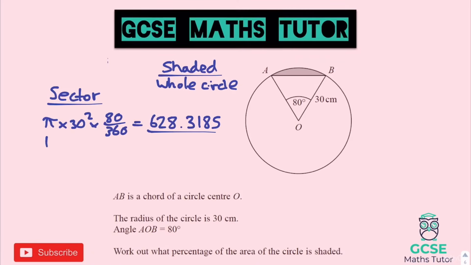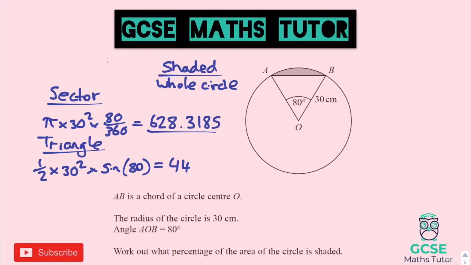Now let's have a look at the area of the triangle. Right, so half AB sine C, so it's a half times 30 times 30, so 30 squared times sine 80. So what we get for that, 0.5 times 30 squared times sine 80, gives me 443.1635 if I round it to 4 decimal places. And there's the area of the triangle.